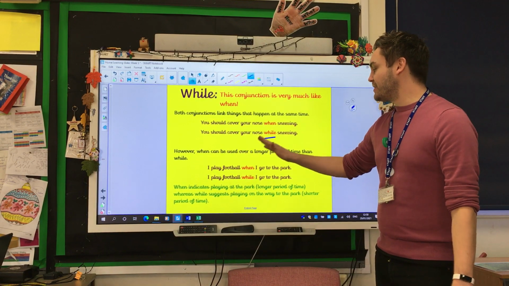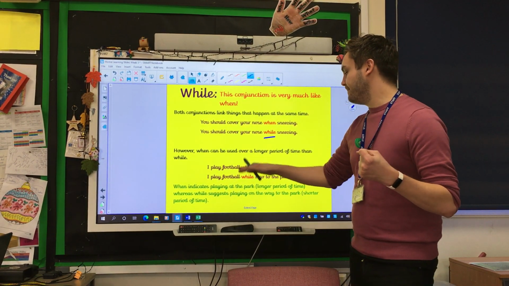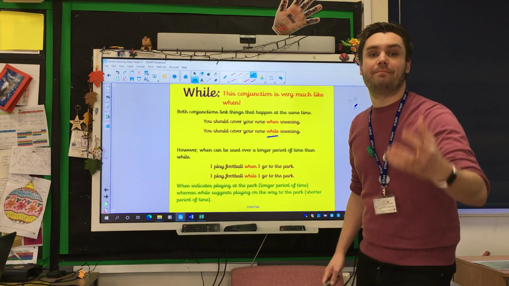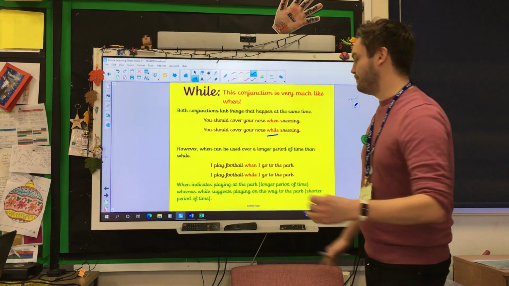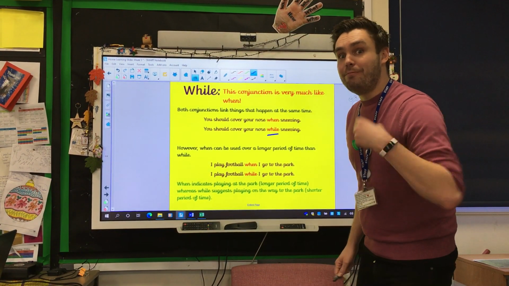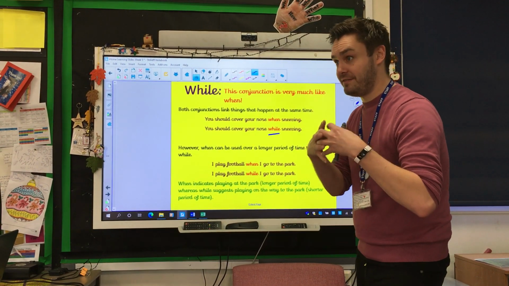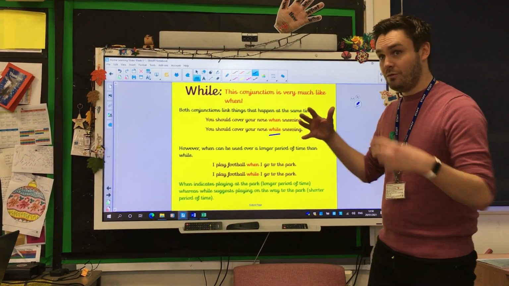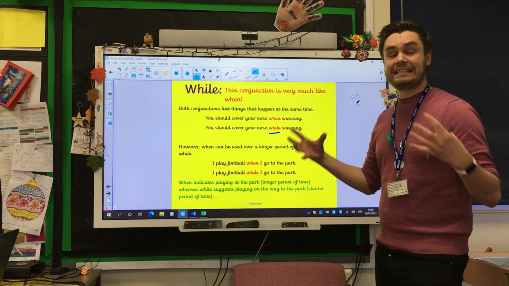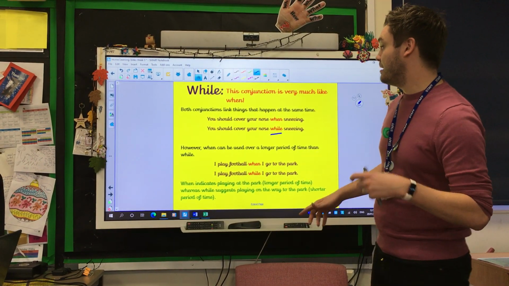When can be used over a longer period of time than while. So, for instance, I play football when I go to the park. That is indicating that is when you are at the park. When you get there, you'll be playing football. Well, I play football while I go to the park is suggesting that you're playing football as you're walking to the park, so a much more limited amount of time. That's the only difference. So while is over a short period of time, when can be over a longer, extended period of time, but they both link to the idea of doing something at the same time as something else.